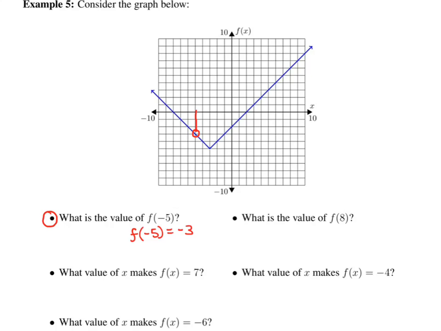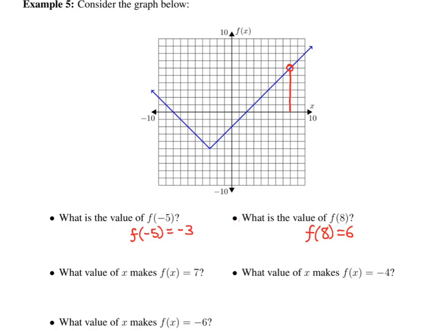Negative 3. All right. Next one, so we'll erase that stuff. What's the value of f of 8? Go over to 8, find the graph. All right, now that is at 6. So f of 8 equals 6.